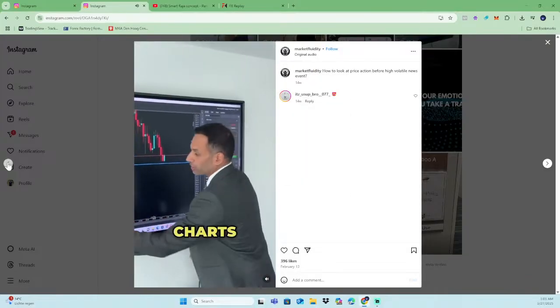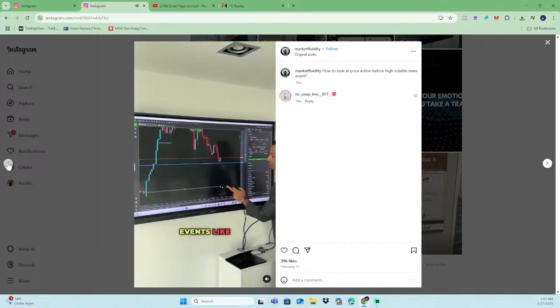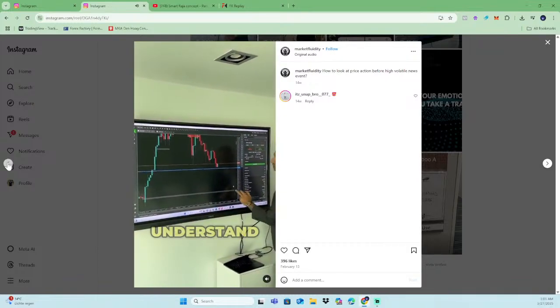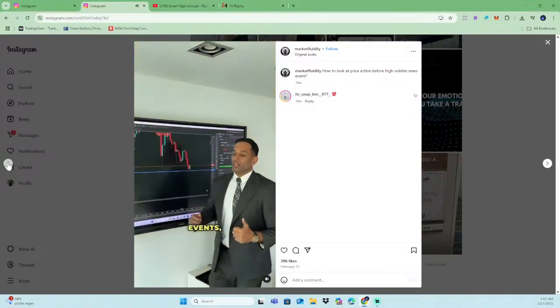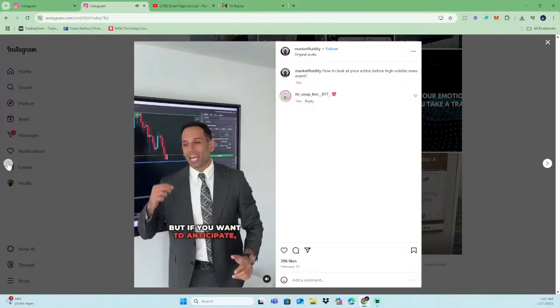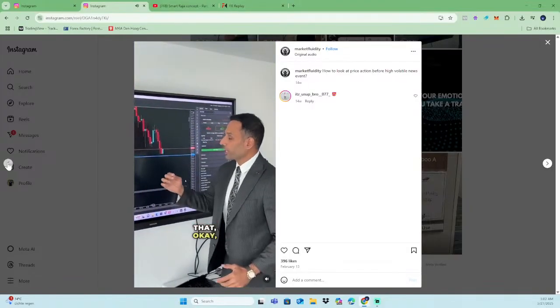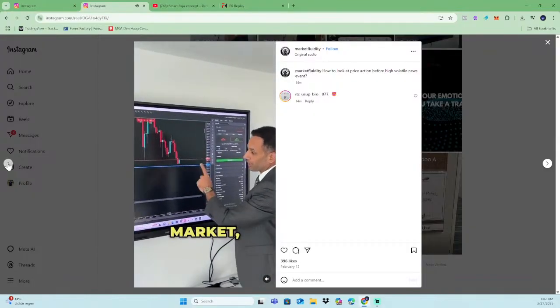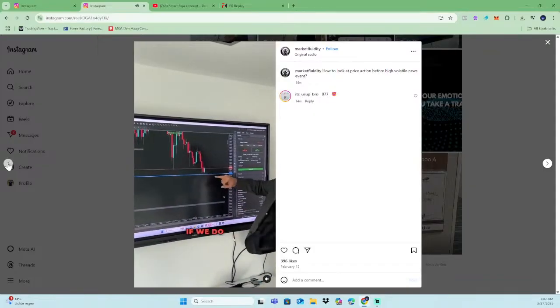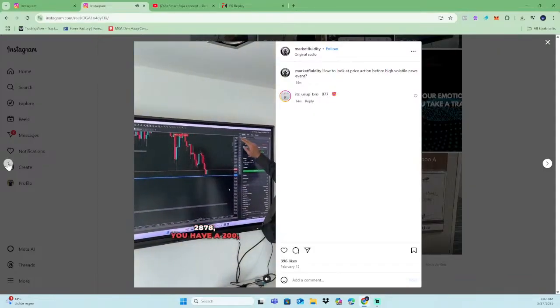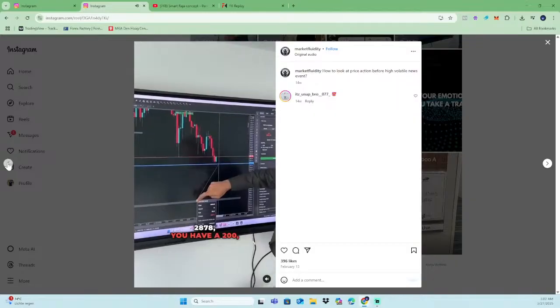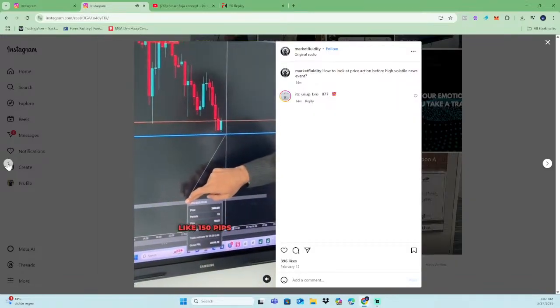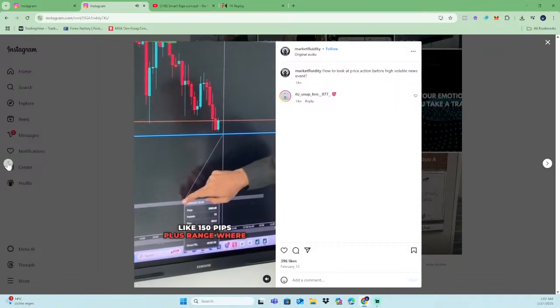How to look at charts when you have high volatile news events like CPI happening. Now, you have to understand with high volatile news events, you don't have to trade that news, but if you want to anticipate, you have to see which is the zone where price can come into. This is the 1 hour time frame on the Dominion Markets cTrader platform. Now, if we do break below 2878, you have a 150 pips plus range where price can move in.